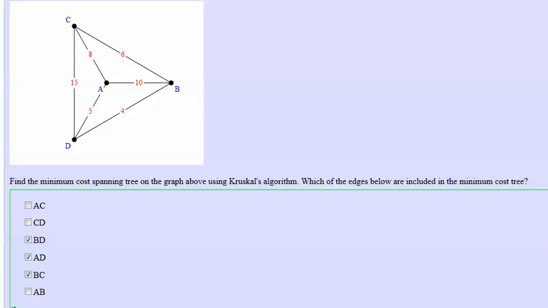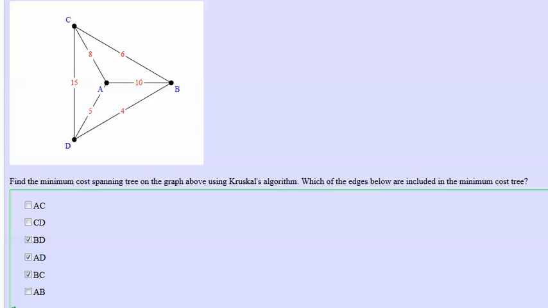This is question number 9. And you're asked to find the minimum cost spanning tree on the graph above using Kruskal's algorithm, and which of the edges are included in that minimum cost tree. So you always start with the cheapest. What's the cheapest edge here? Well, the cheapest edge is BD, costs 4.